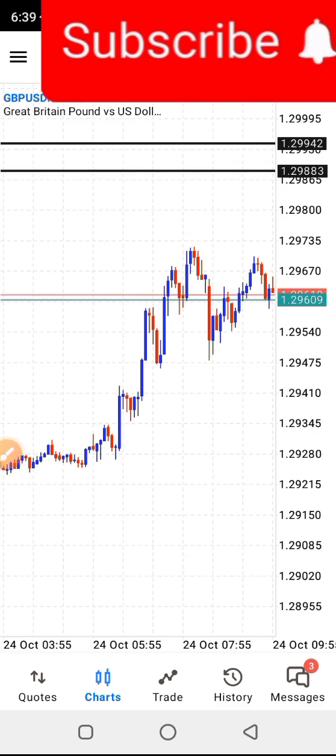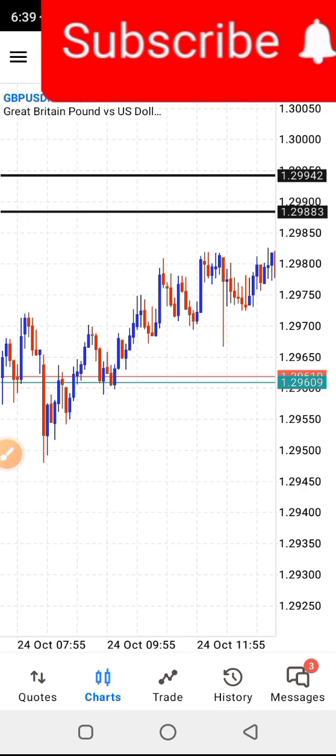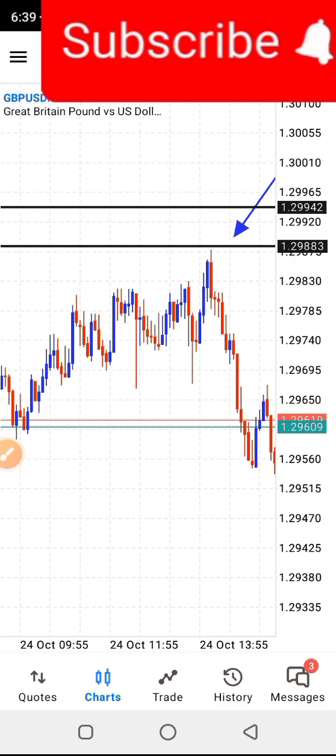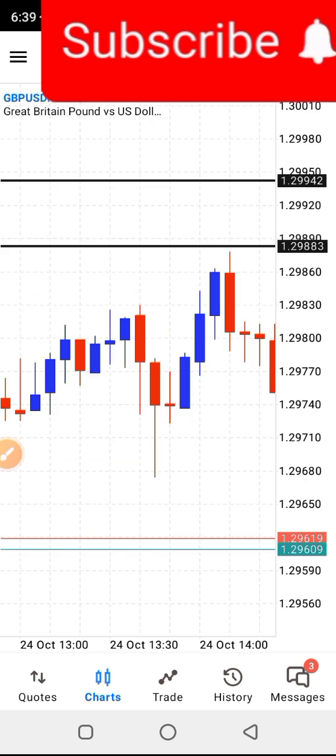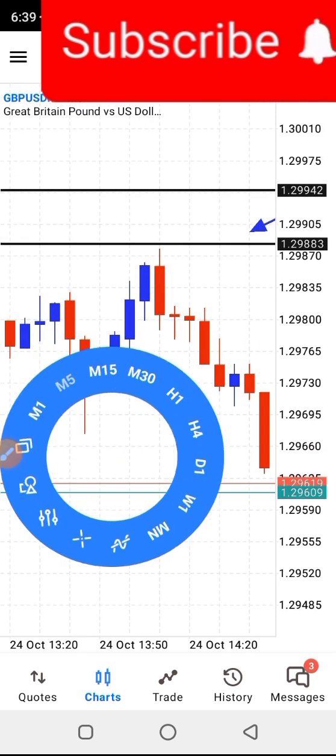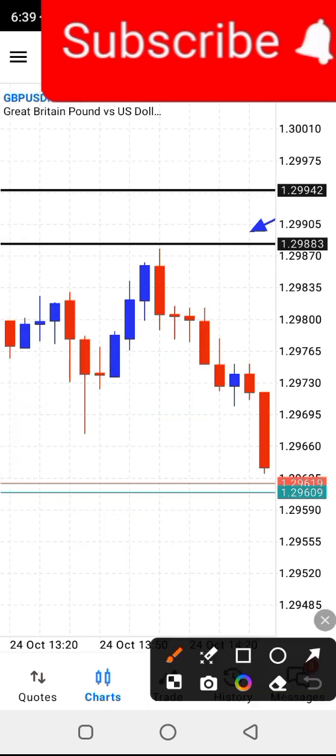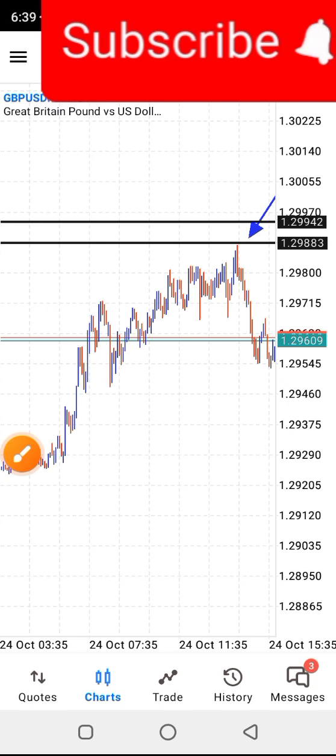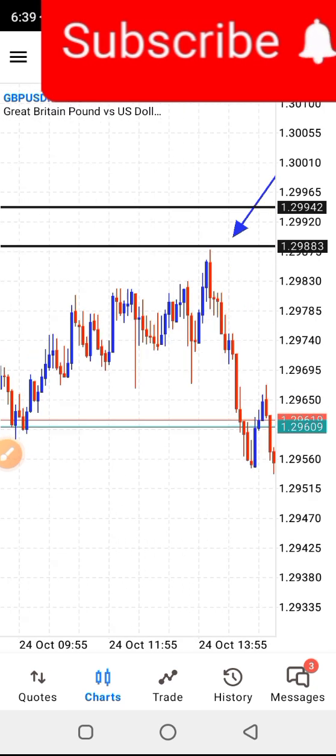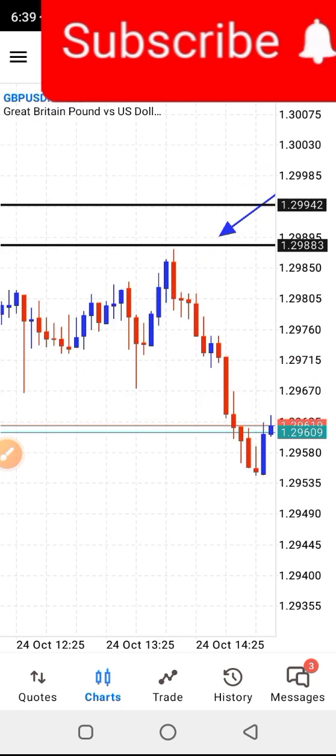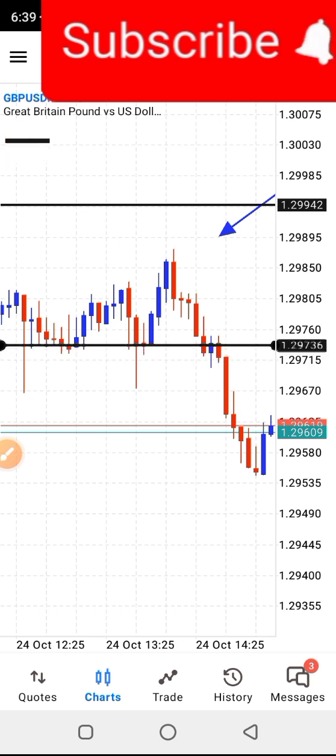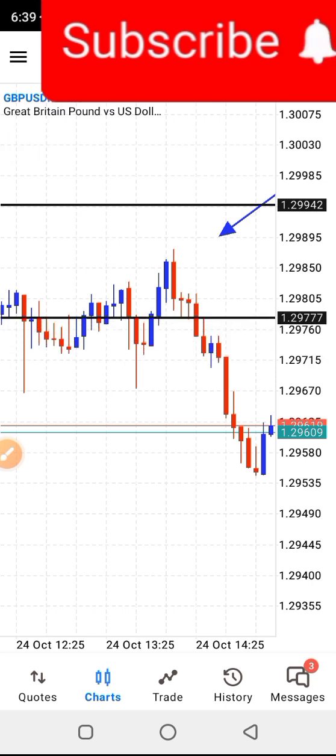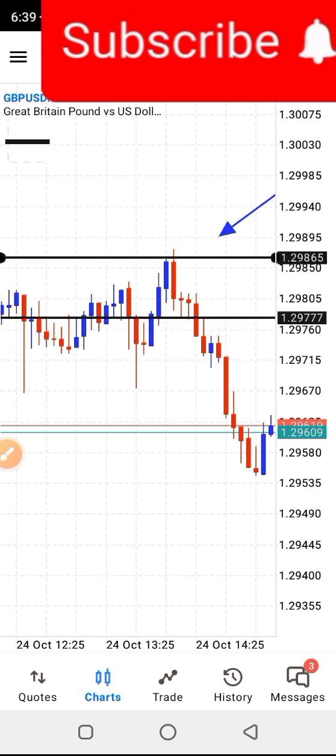So on Thursday we had price moving in the opposite direction because GBP USD has been super bullish for some time now, and then we had a break of structure which led to a change of character around here. So I'm going to be marking out this order block that initiated the change of character.